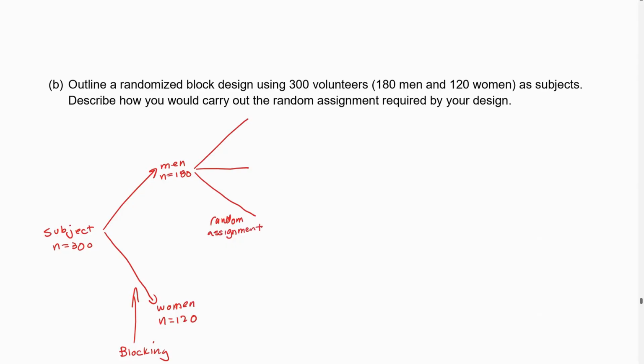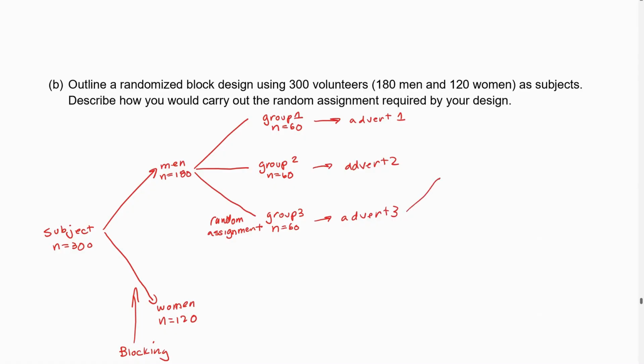And how many go into group one? That would be a third of them, which would be 60. How many go into group two? That will be 60 as well. And how many go into group three? That would be 60 as well. And what happens to them? Well, this group sees advertisement number one. This group sees advertisement number two. And this group sees advertisement number three. And then when we're done, amongst all the men, we can compare results.